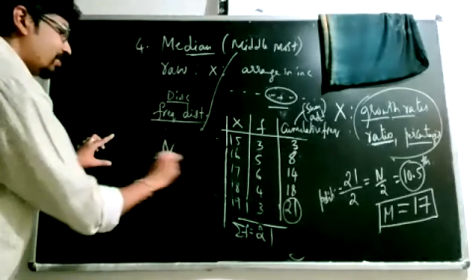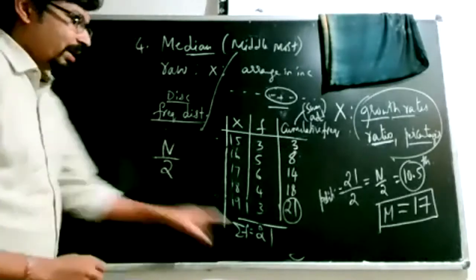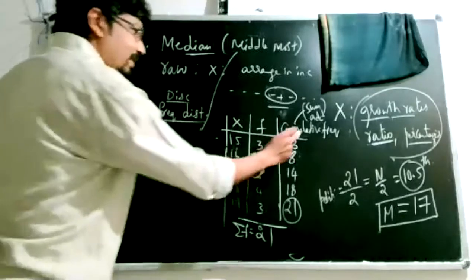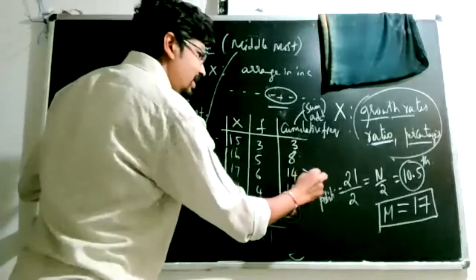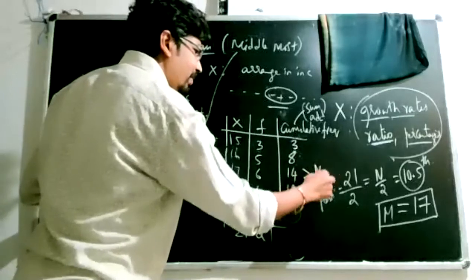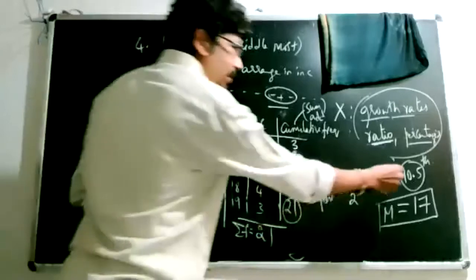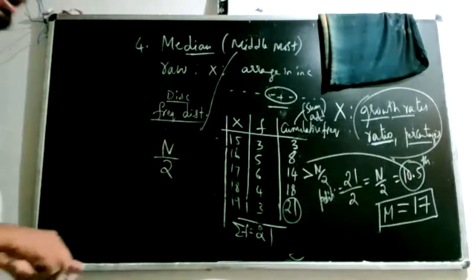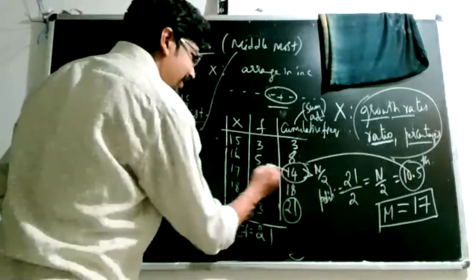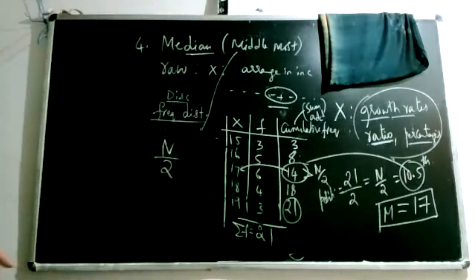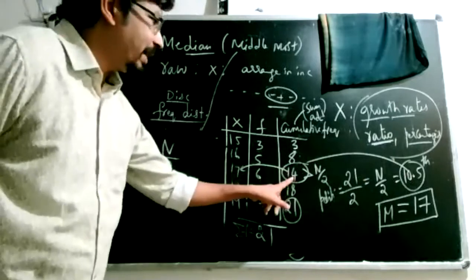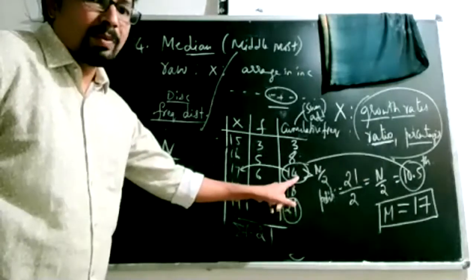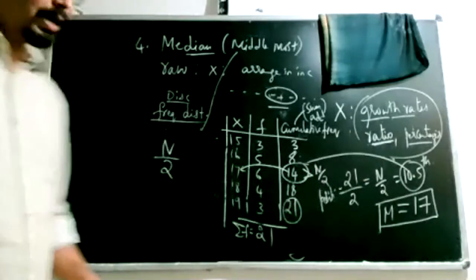Then compute the value n by 2, where n is the total frequency, and pick the value of this cumulative frequency which is just greater than n by 2. After computing n by 2, pick the frequency which is just greater than n by 2 and pick the respective value of x. There are several values of cumulative frequency which are larger than n by 2, but pick the one which is immediately greater than n by 2.